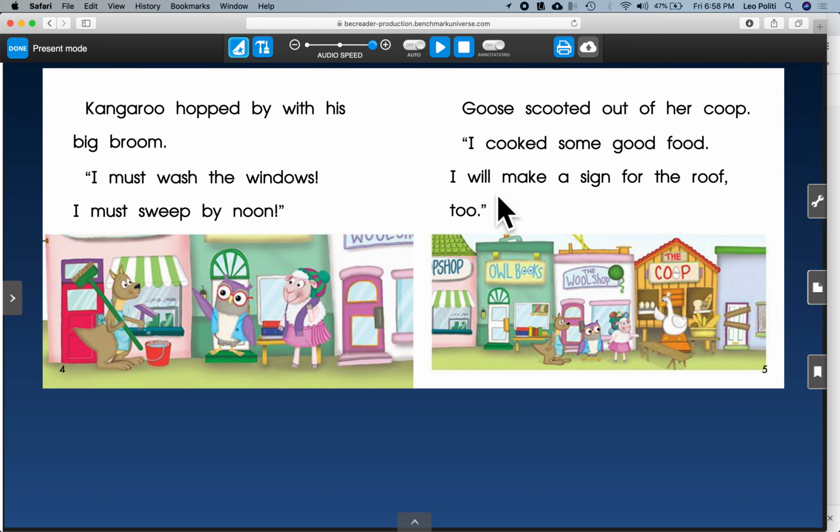So let's go ahead and reread this page for fluency now that we clarified what scooted means. Ready and go. Goose scooted out of her coop. I cooked some good food. I will make a sign for the roof too.